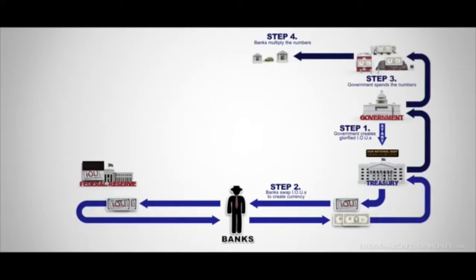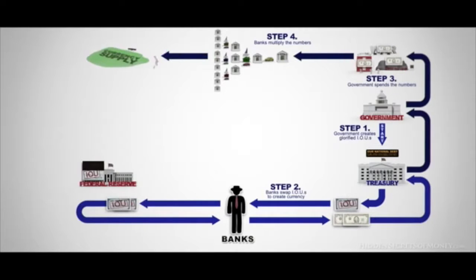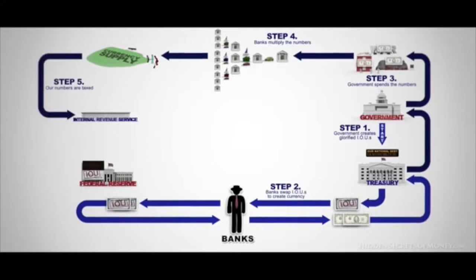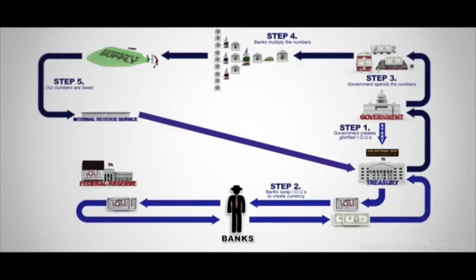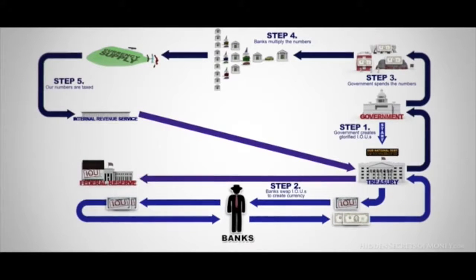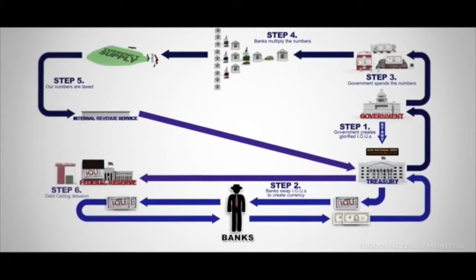That currency gets redeposited, and then a portion is stolen again, and the process repeats over and over, magnifying the currency supply exponentially. Then we work for some of those numbers, which brings us to step 5, where our numbers are taxed. We pay tax to the IRS, who then turns our numbers over to the Treasury, so the Treasury can pay the principal plus the interest on bonds that were purchased by the Federal Reserve with a check from nothing. Then we get to step 6, the debt ceiling delusion.